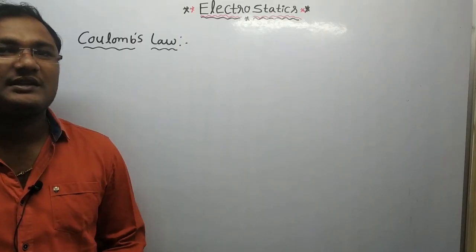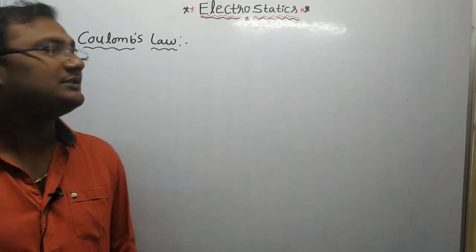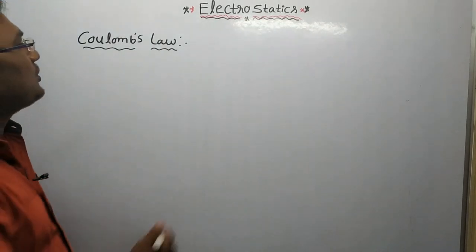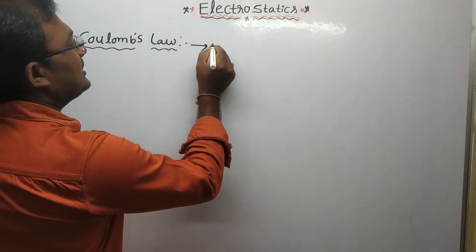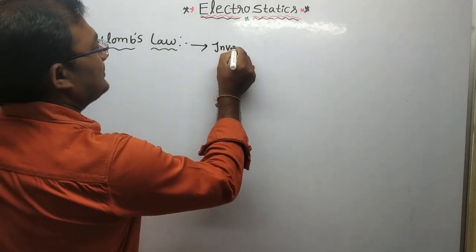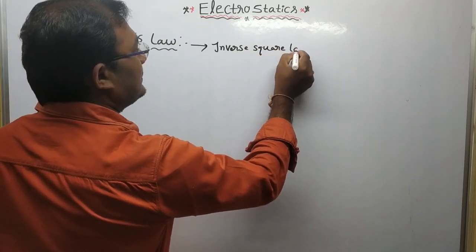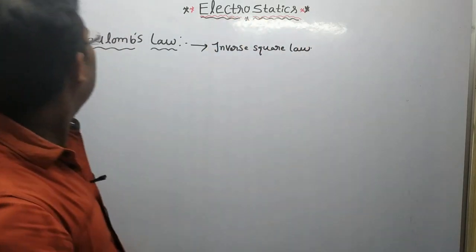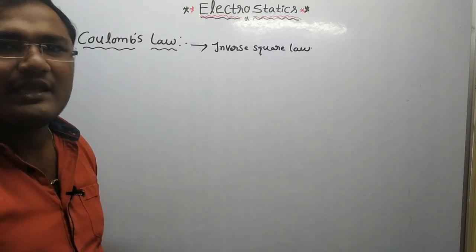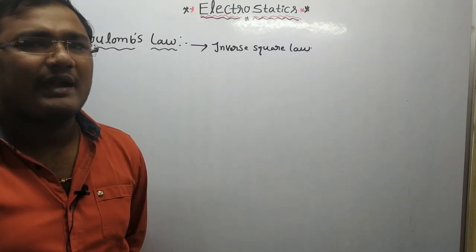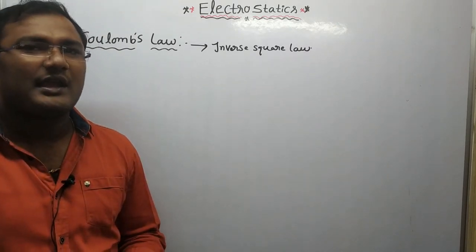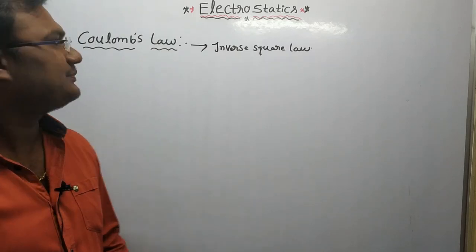Sidhu Physics Tutorial. In this session we are going to learn about Coulomb's law. Coulomb's law is also known as inverse square law. Coulomb's law gives the electrostatic force of attraction or repulsion between any two stationary point charges.